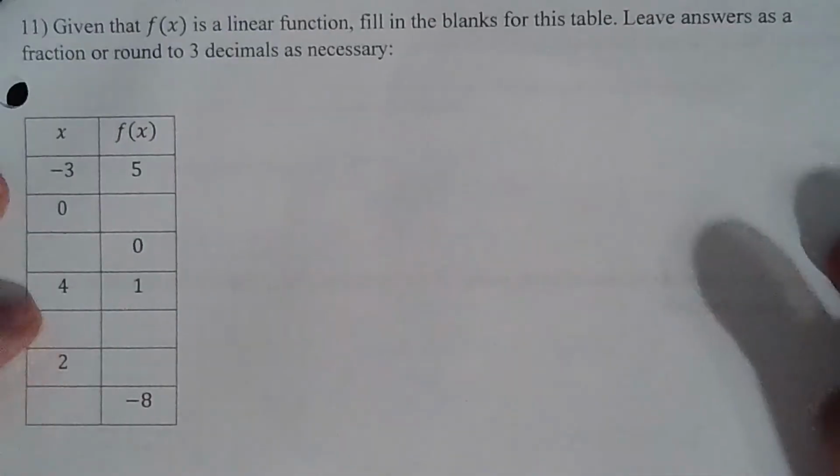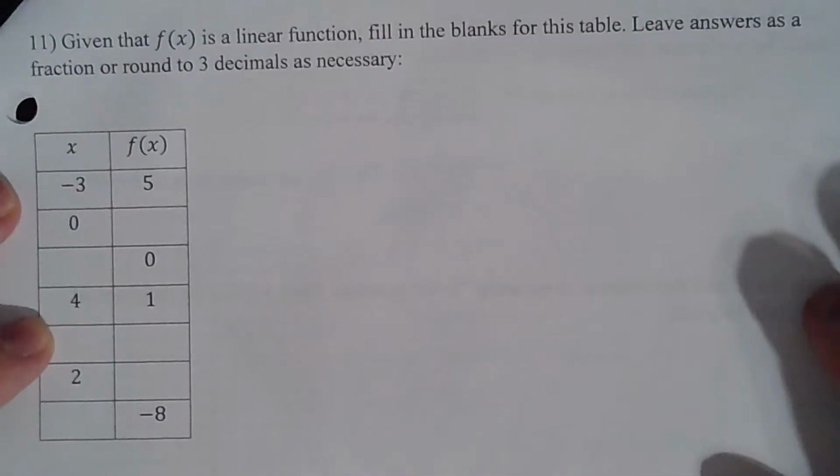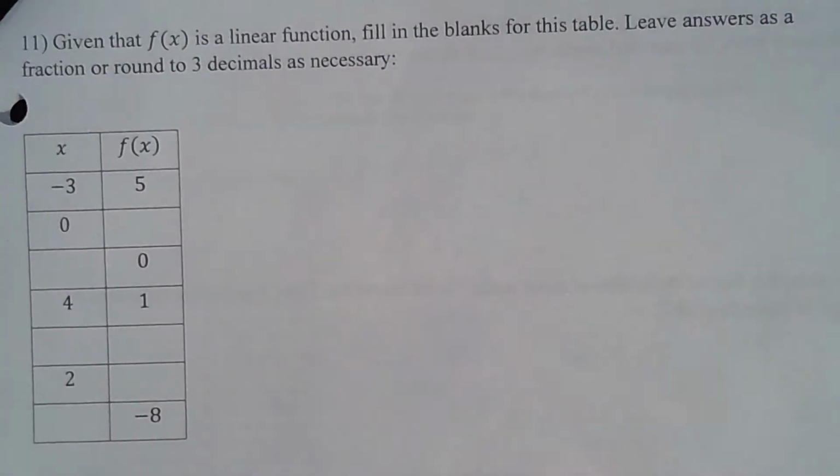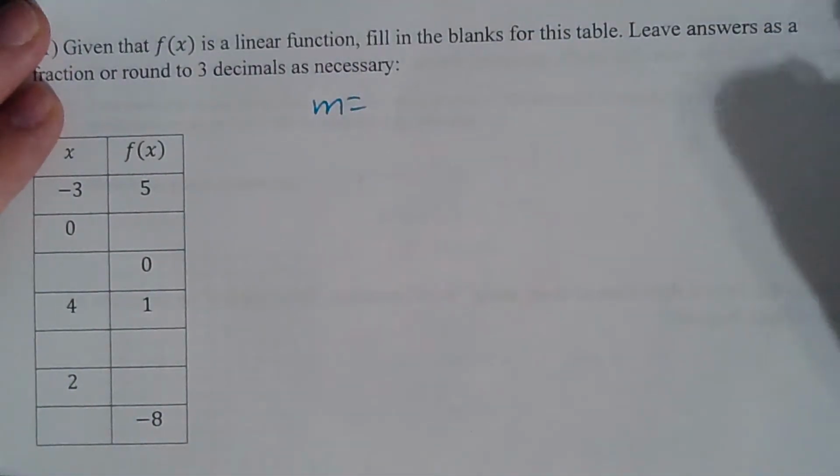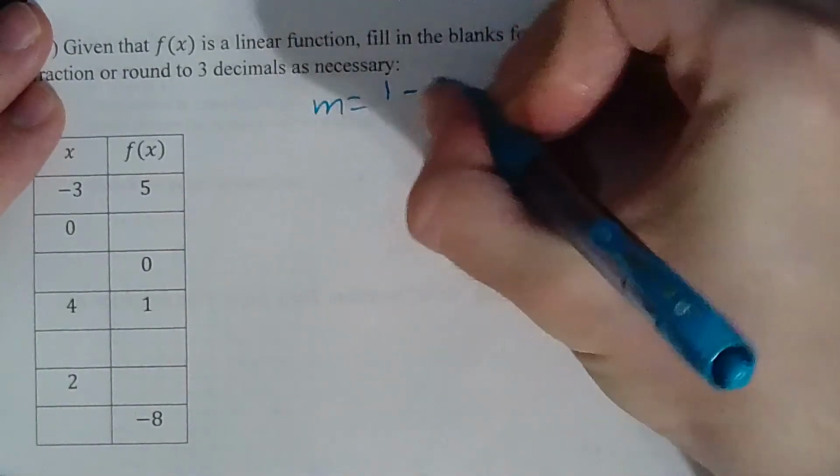Okay, so number 11, given that f of x is a linear function, fill in the blanks for this table. Leave answers as a fraction or round to 3 decimals as necessary. We're going to go ahead and do the 3 decimals option because I know you guys like those decimals. So step 1, we've got to figure out our slope. M equals, hopefully we're getting used to this formula right now, y2 minus y1.